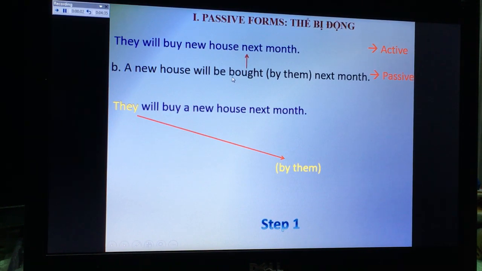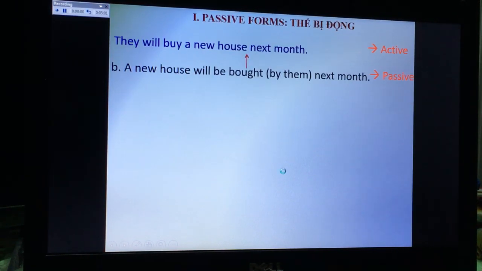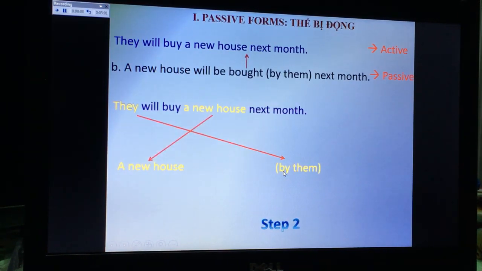A new house will be bought by them next month. It is from an active sentence. They will buy a new house next month. Now, the first step, we bring they to become the new object, by them. And the next step, we bring a new house to the beginning of the sentence to make it become a new subject for this sentence.